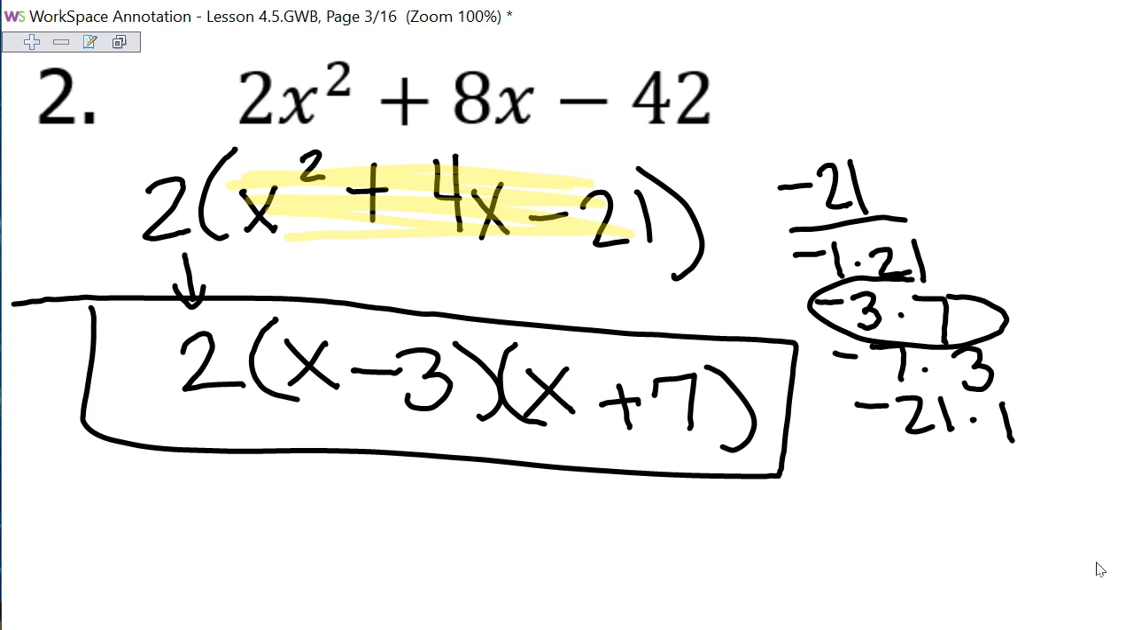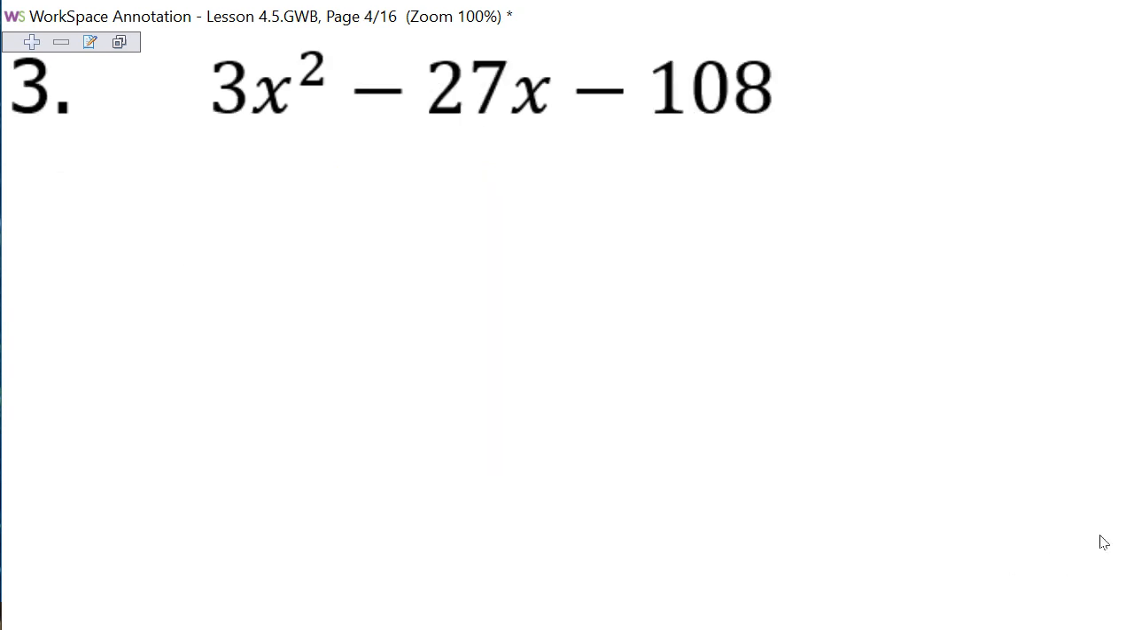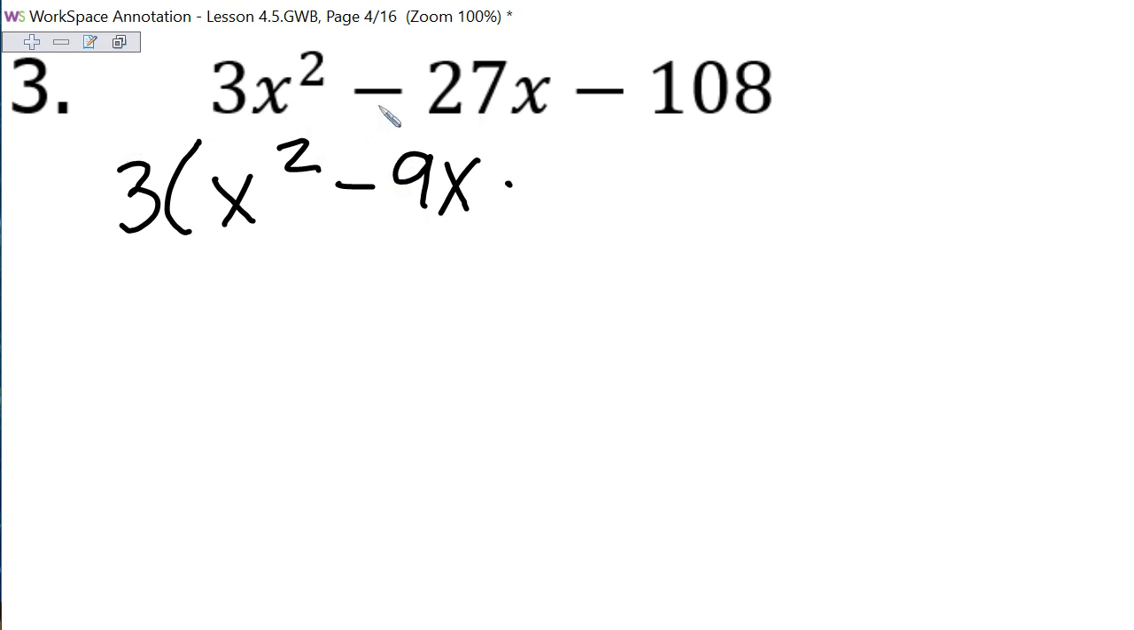Next one, number 3. If it's larger than a 1x squared, what do we have to look for? Yeah, the greatest common factor. What is the greatest common factor? 3. So factor out the 3. And 3 times what gives me the 3x squared? X squared. And 3 times what gives me the -27x? -9x. And 3 times what gives me -108? -36.